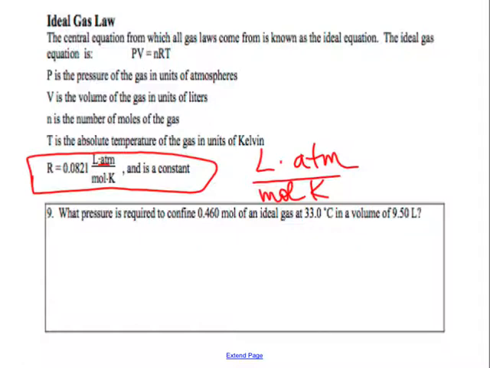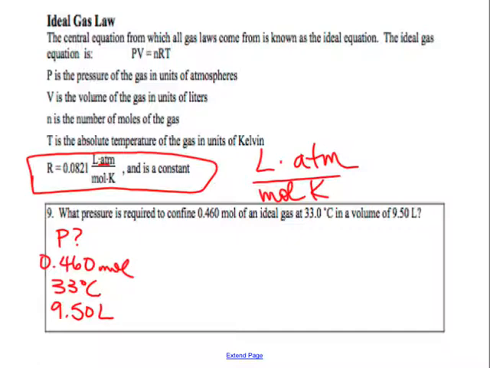It's good. So let's look at this problem. What is the pressure required to confine 0.460 moles of an ideal gas at 33 degrees Celsius in a volume of 9.50 liters? Think back to yesterday's problems we did where we were doing all that dimensional analysis and using the combined gas law. How is this very different from yesterday? Well, we did moles yesterday in Avogadro's law.